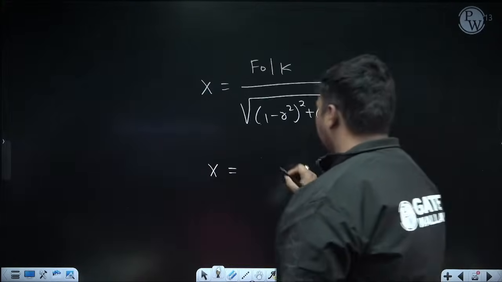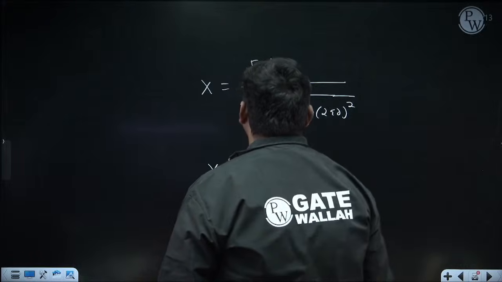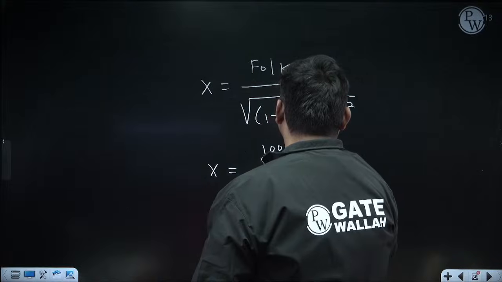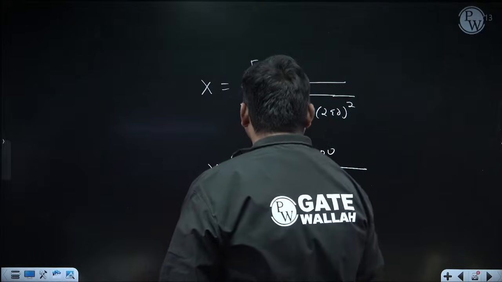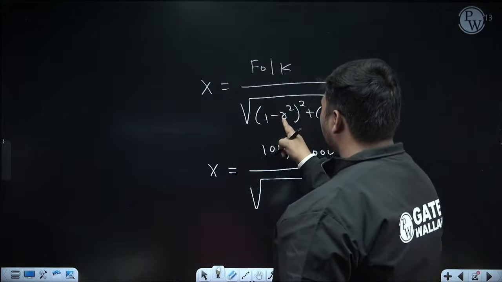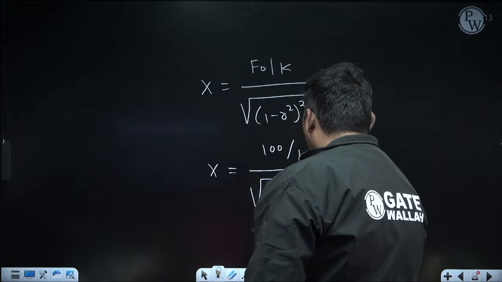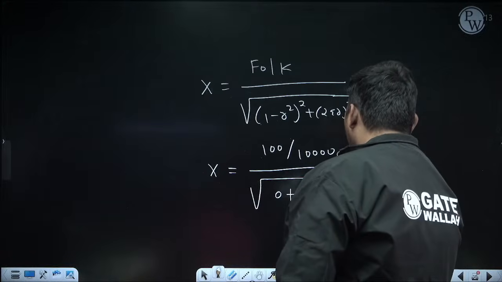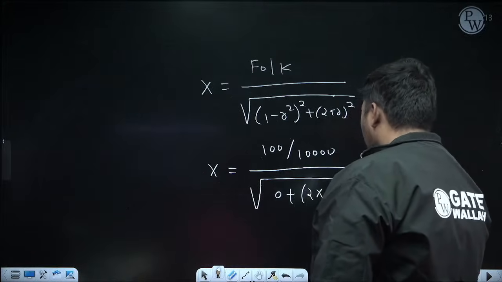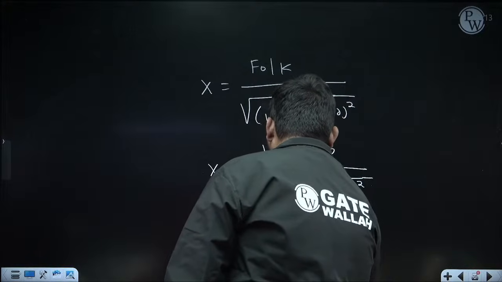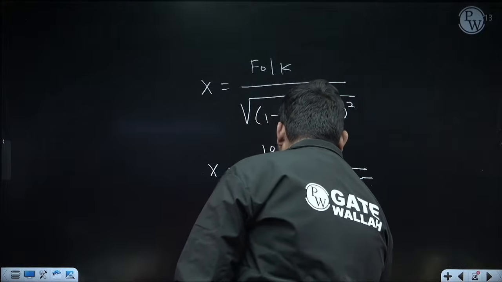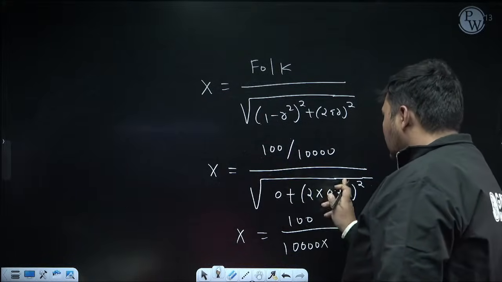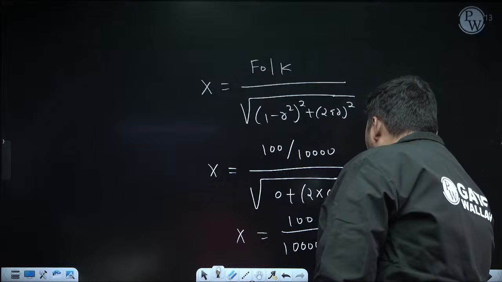F0 is 100, divided by K, which is 10,000. Resonance means R equal to 1. So you will put R equal to 1 here. It will be 1 minus 1, 0, 0 square means 0, plus 2 zeta. Zeta is 0.25. R is 1. It will be 100 upon 10,000. Now it is (2 into 0.25) whole square because this part is 0. So you bring it outside the root, it will be 2 into 0.25.